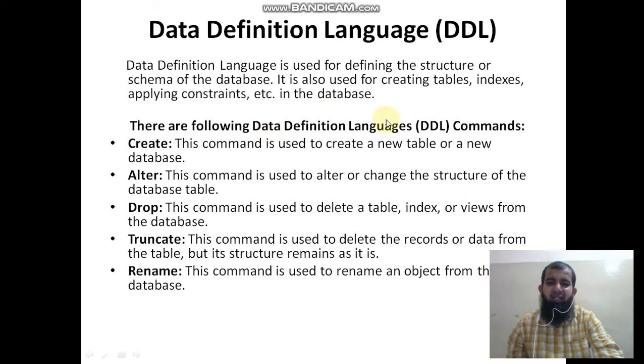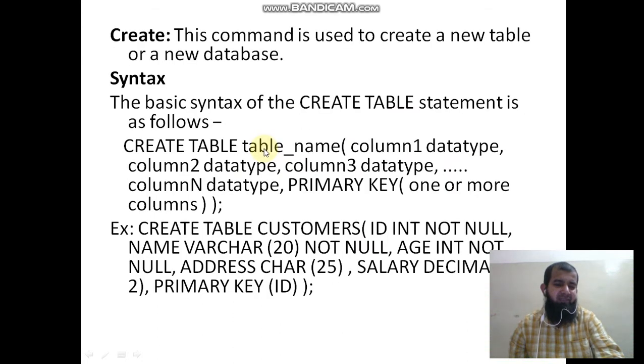There are the following data definition language commands. First one, the syntax is create table, table name. The table name depends upon the case, it may be student, employee, or customer. Then column 1 data type, comma, column 2 data type, comma, column 3 data type. Like this you can write any number of columns. Then comma, primary key, one or more columns. You have to mention at least one column as a primary key.